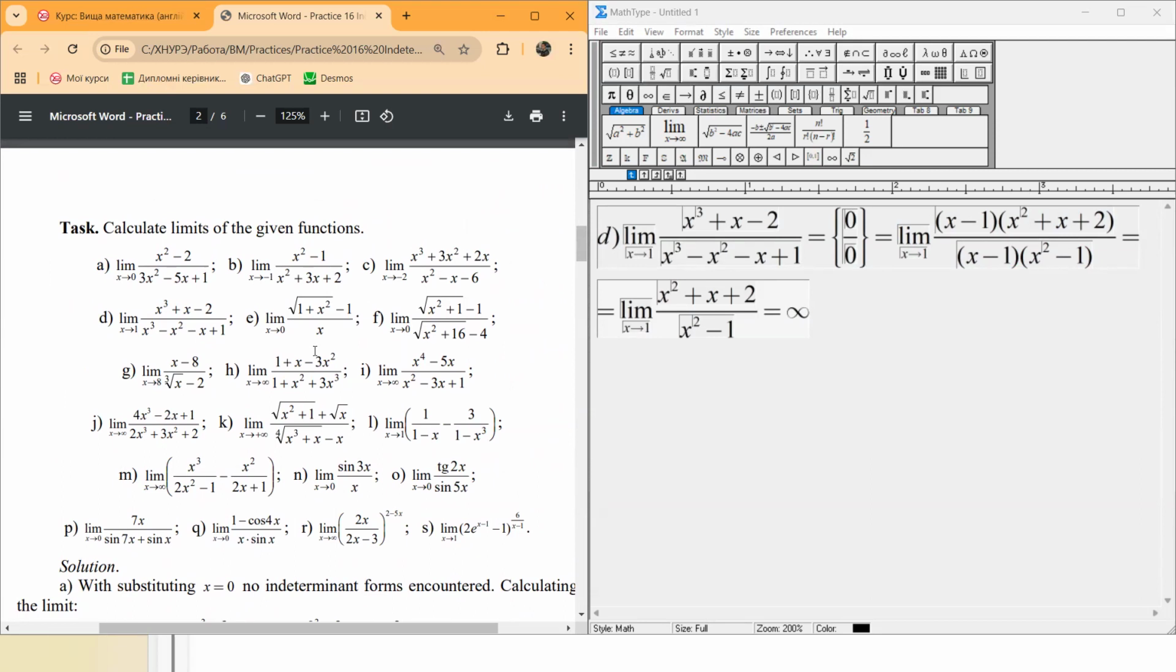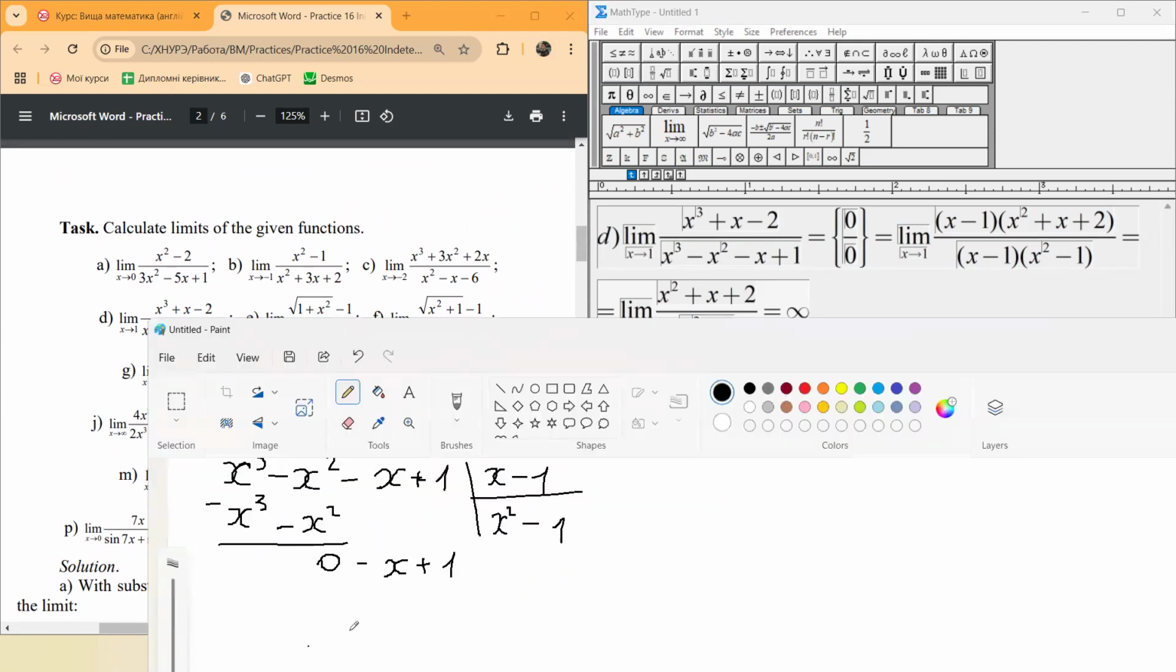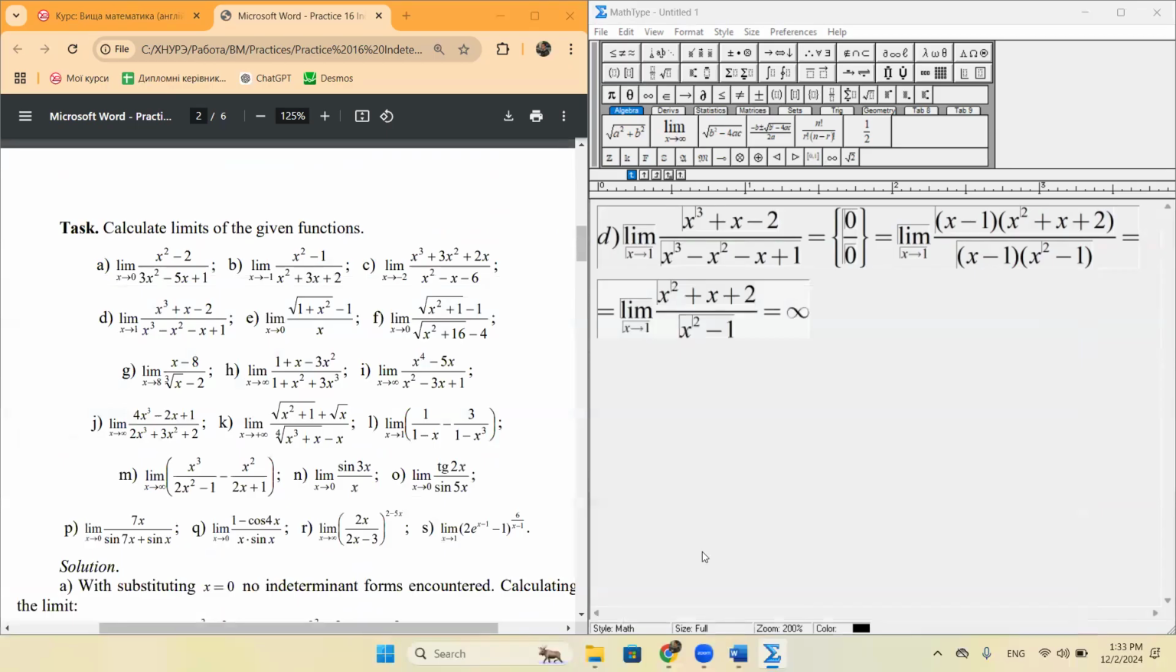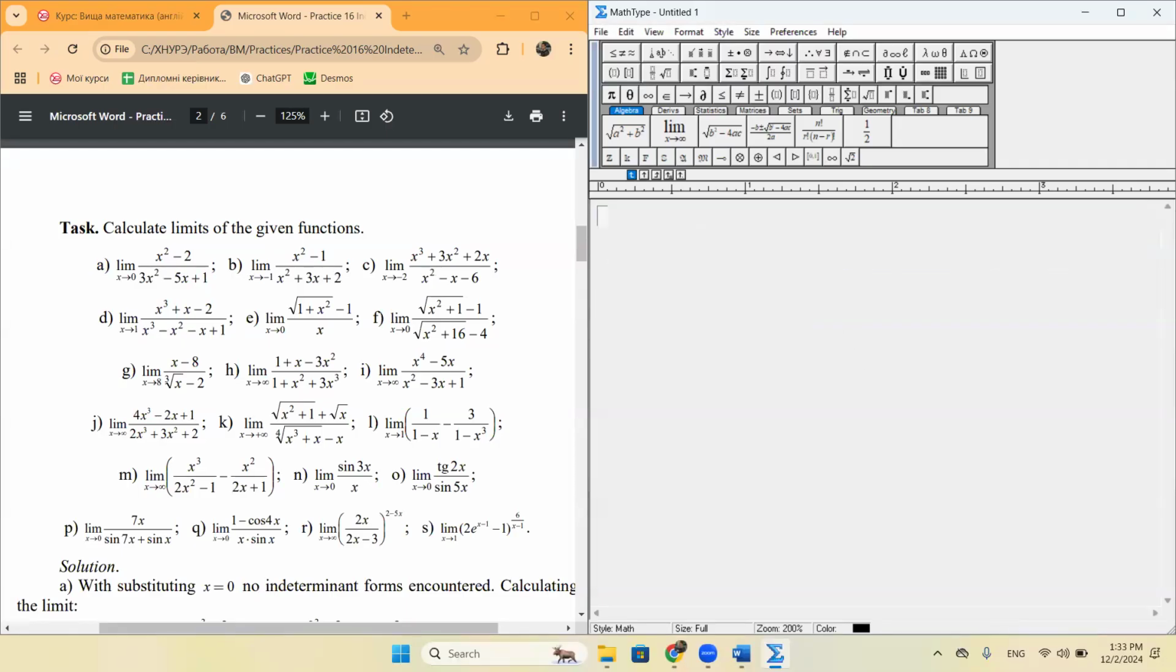No. Okay, if no questions, let's continue. So the next exercise, E. So calculating the next limit.